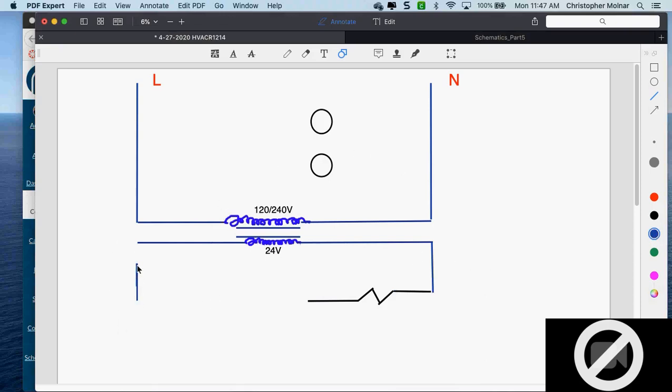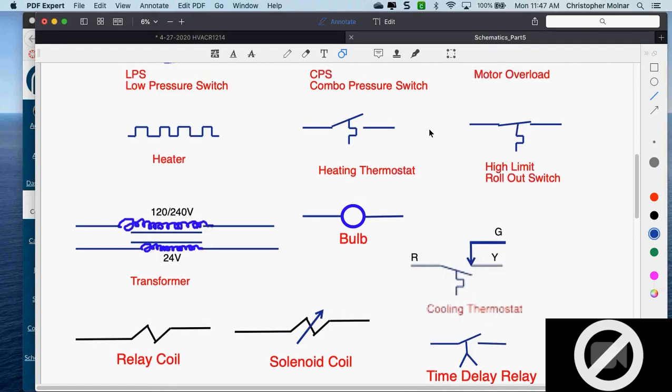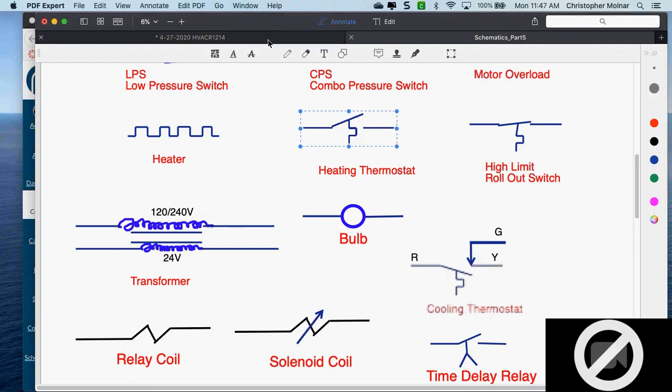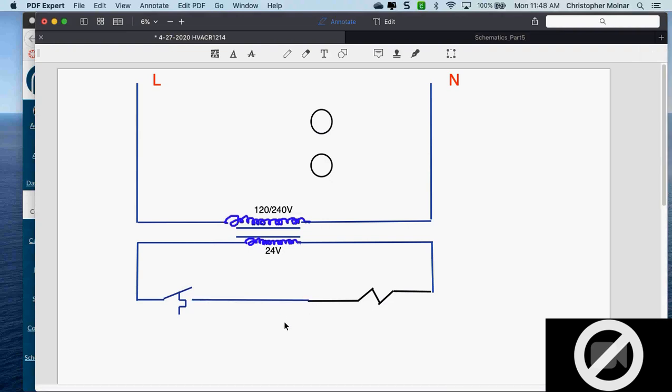In an oil furnace, what do I have that's controlling my relay coil? The thermostat. You are correct. Is it a heating thermostat or a cooling thermostat? Heating. Yeah, we need to know what's in the space. So we need to grab our heating thermostat. Do I have anything between a heating thermostat and my relay? No. Not in this case. You might occasionally.